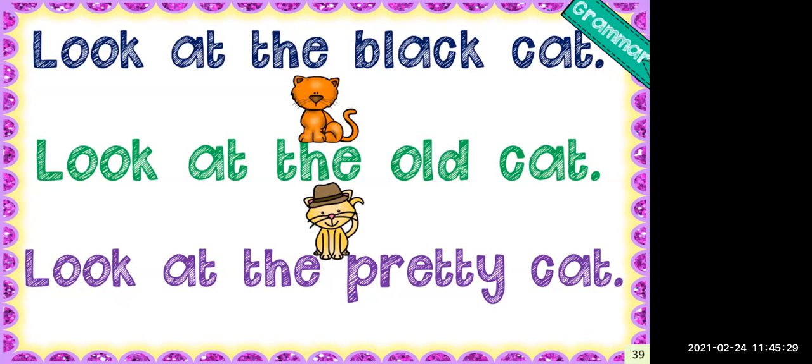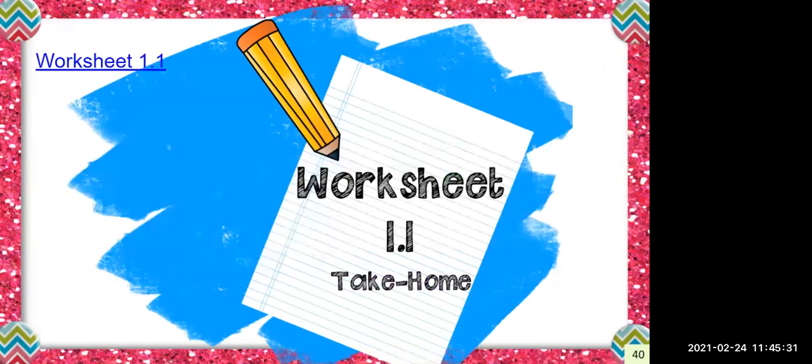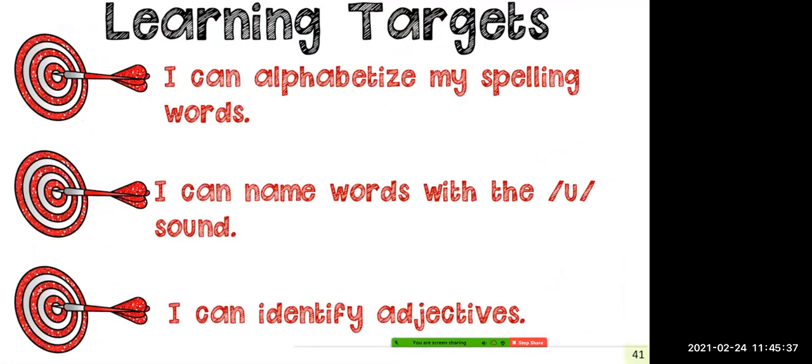All right, so remember we've already talked about worksheet point 1.1 today. That's just the take-home form. And today's learning targets were, I can alphabetize my spelling words, I can name with the sound, and I can identify adjectives. And you did all of those today. Thank you so much. You did such a good job.